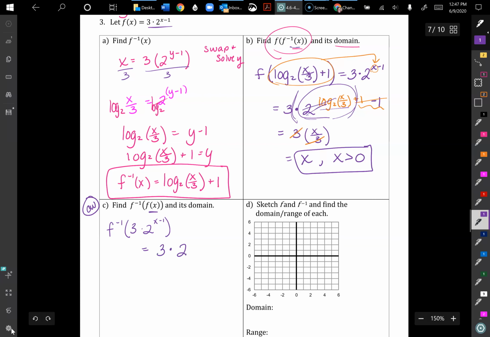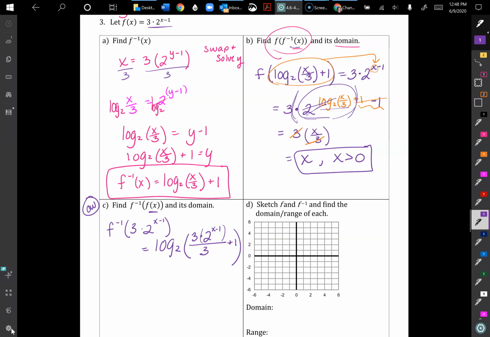Now I'm going to write the inverse there. Log base 2, my x is going to be 3 times 2 to the x minus 1. I could use a dot or parentheses to notate that. And then I have that all over 3. And then I have a plus 1 here. Okay, so I have that all intact.